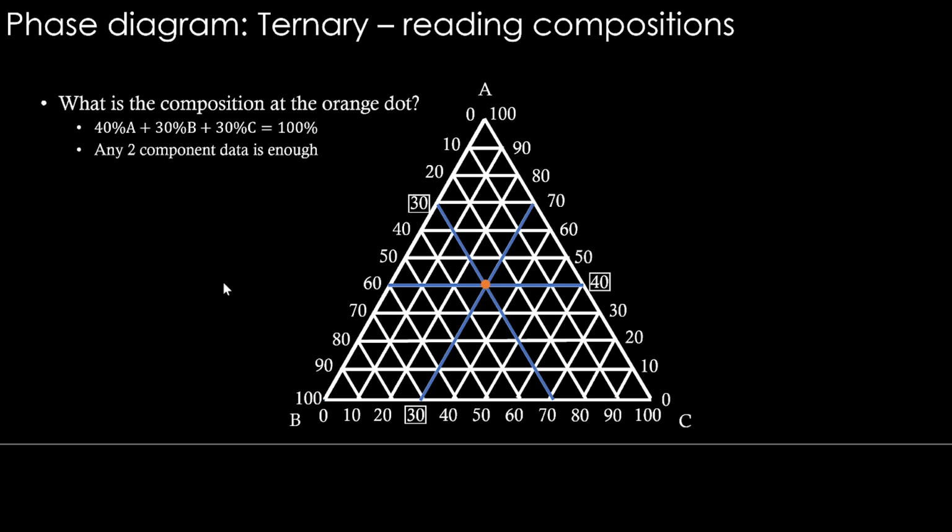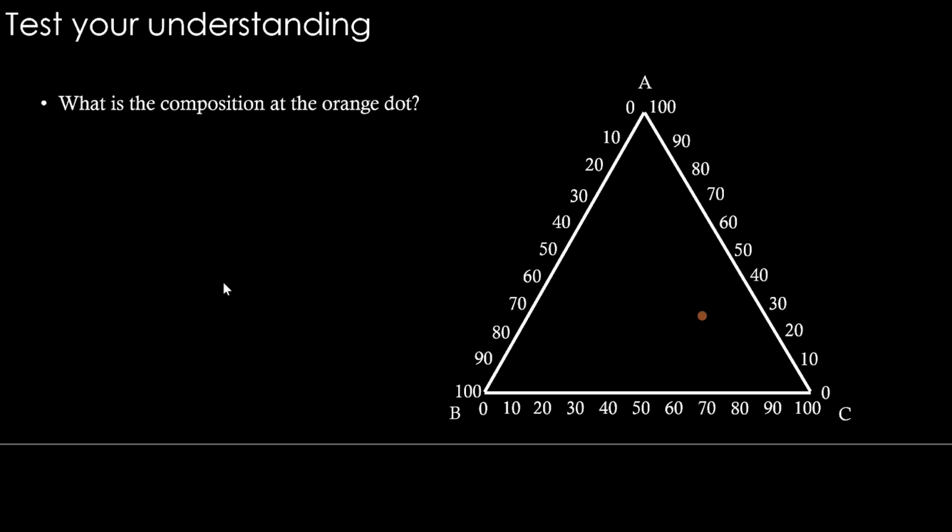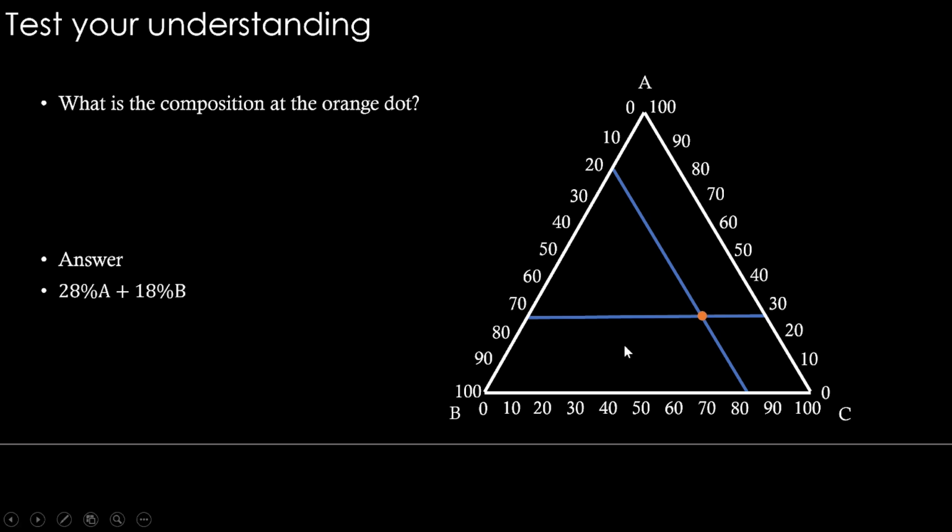All right. So now this is an exercise for you, test your understanding. So pause the video, roughly reproduce this diagram in a paper and try to find out what is the composition. If you are ready with the answer, so this is going to be the answer. This line is parallel to BC. So this is telling you about the A content. This is telling you about the B content. It's going to be 28% A, this point here, and 18% B, this point here.